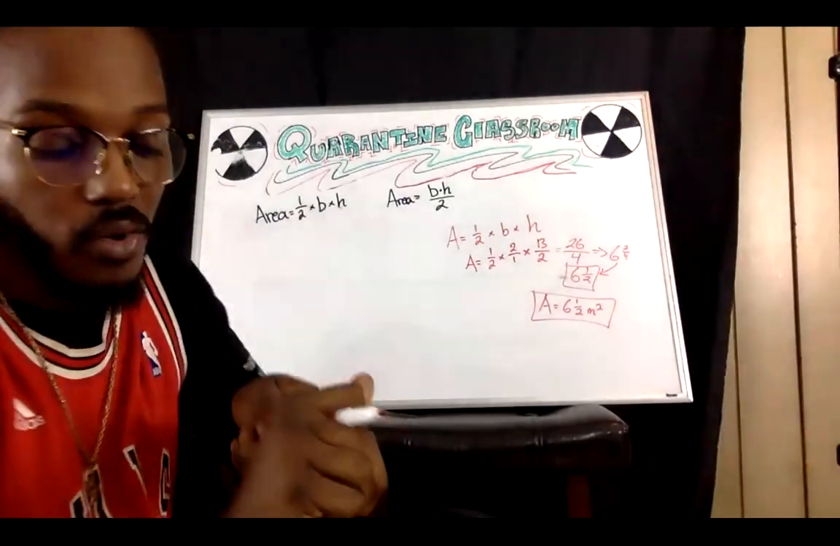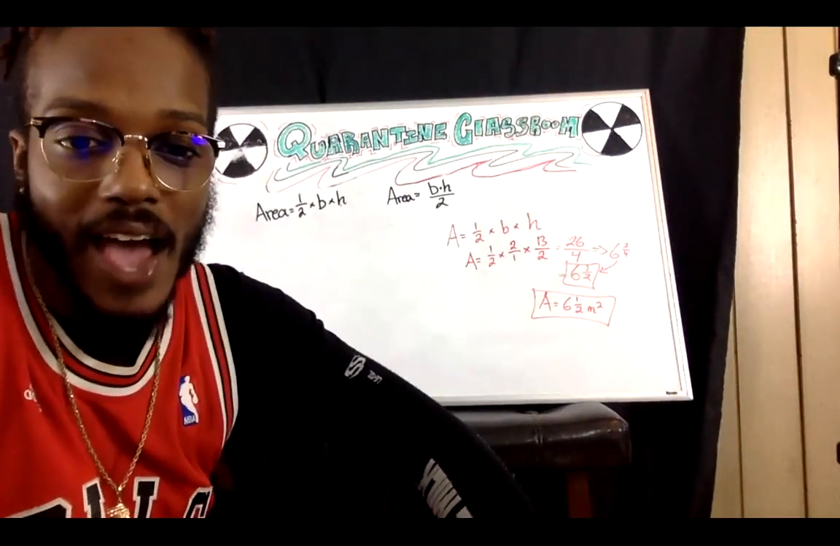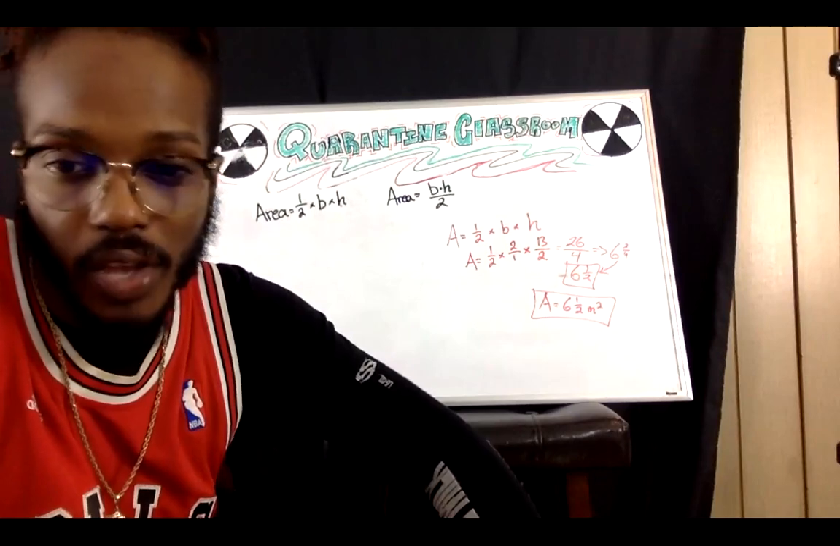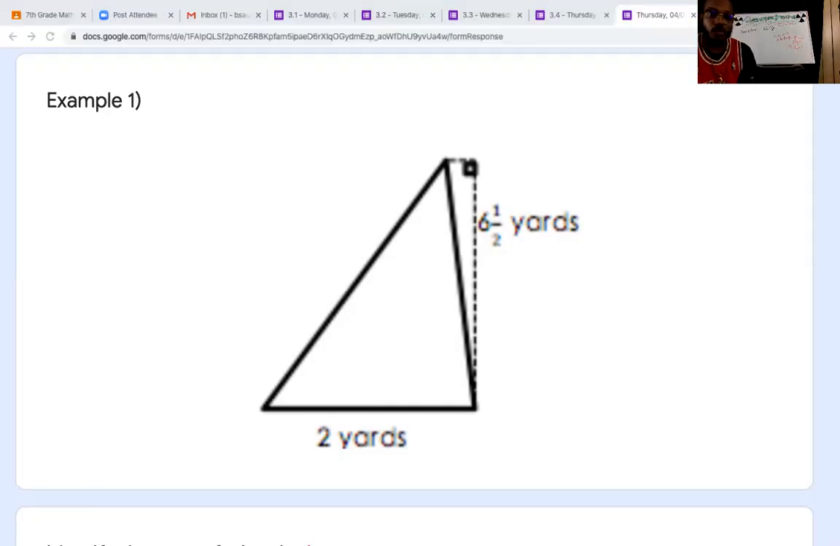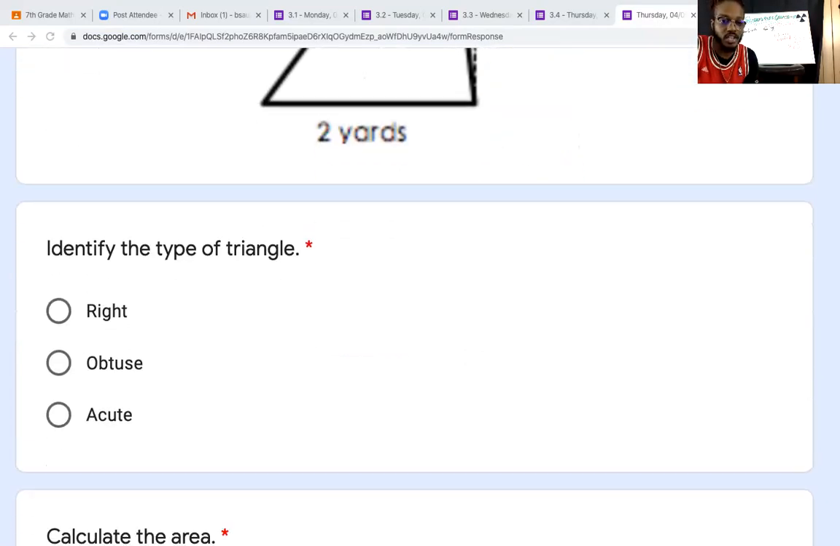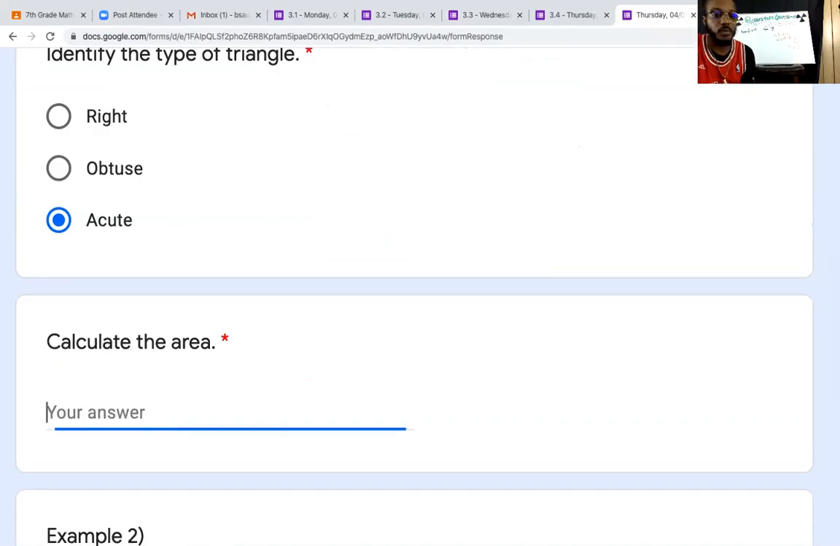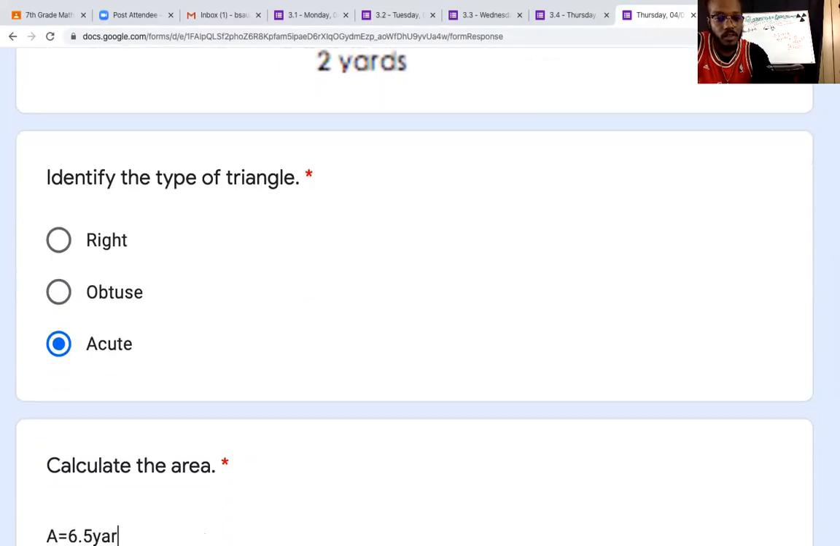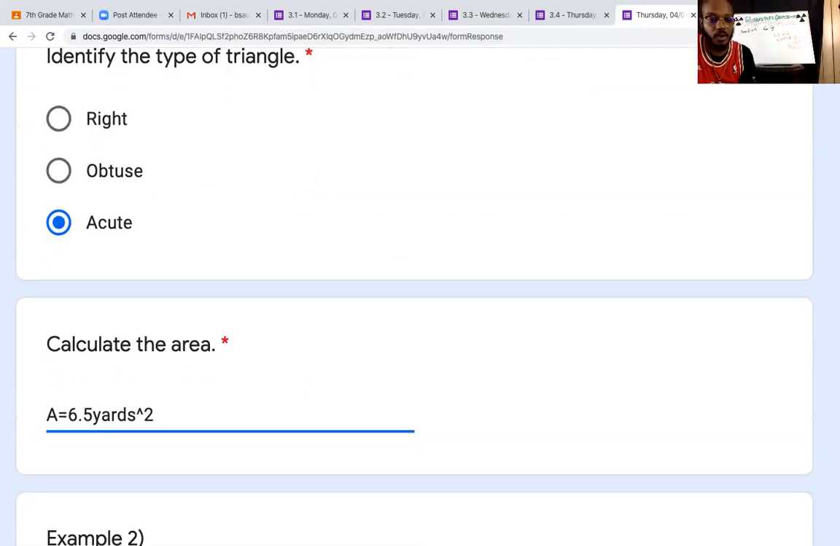Something that I do want to point out is the type of triangle that we were looking at. That's something that I didn't point out before we even got here. When you look at this, you see that the right angle symbol is outside of the triangle. That means that there is no other angle inside of this triangle, not here, not here, not here, that is equal to 90 degrees. All of these angles are less than 90 degrees, which means we're looking at an acute triangle. And we calculated the area. We said that the area is equal to 6.5 yards raised to the second power, or yards squared.